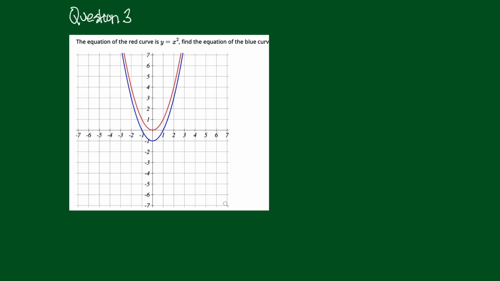In question 3, we've got 2 graphs, one in red, one in blue. Now the one in red, according to the instructions, the equation in red is y equals x squared. Now that's this one right here. So this top one is y equals x squared. Now, it looks like the blue is the same as the red, except translated down 1 unit. So the blue is going to be y equals x squared minus 1.